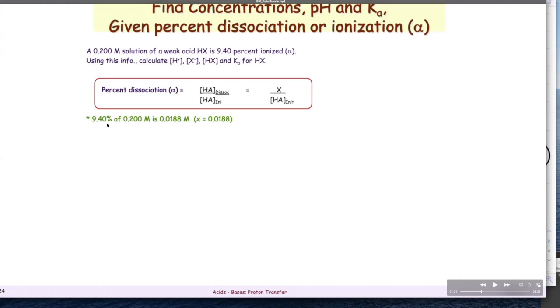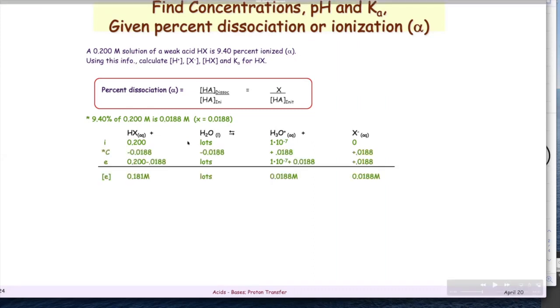So if you have a 0.20 molar solution, you have to calculate 9.4% of that. If you take 0.094 and multiply by 0.2, you get 0.0188. So if we continue with this, here's the ICE table. We have our dissociation right here because we know it's 9.4%. You don't need a Ka to solve this problem. All you need to know is how much of it goes to product. Now you can calculate the equilibrium concentrations.